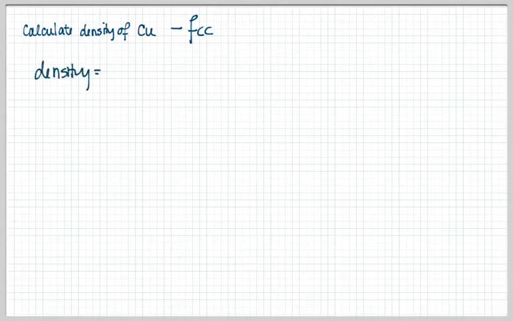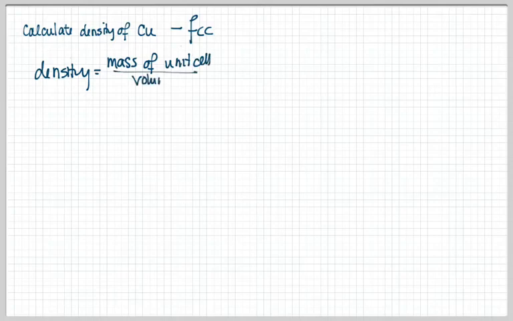So our goal now is to calculate the density of copper metal. Copper crystallizes in a face-centered cubic lattice. And so to calculate the density, we will need to find the mass of the unit cell and divide by the volume of the unit cell.